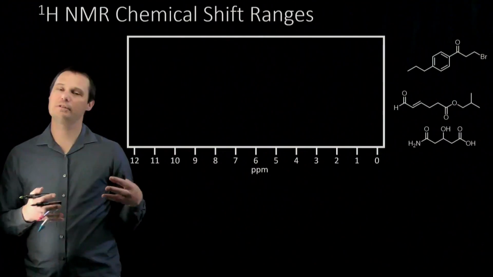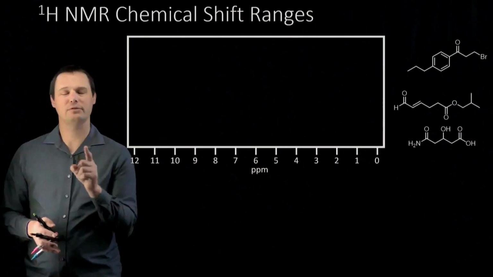There are 8 ranges in the proton NMR spectrum that I think you have to know if you want to be a true NMR ninja.